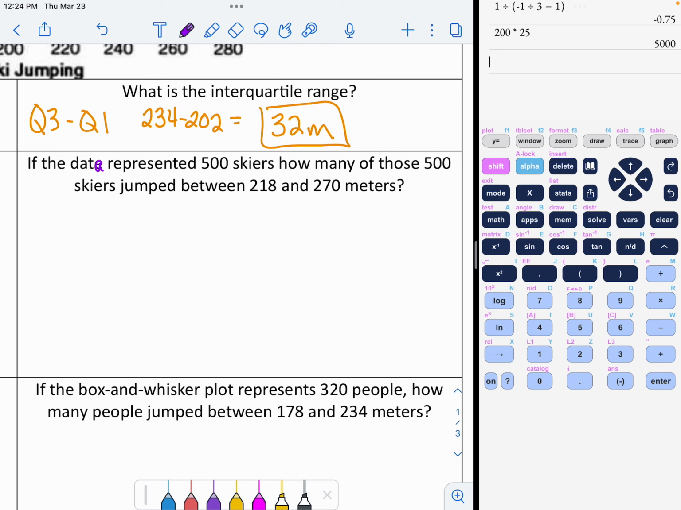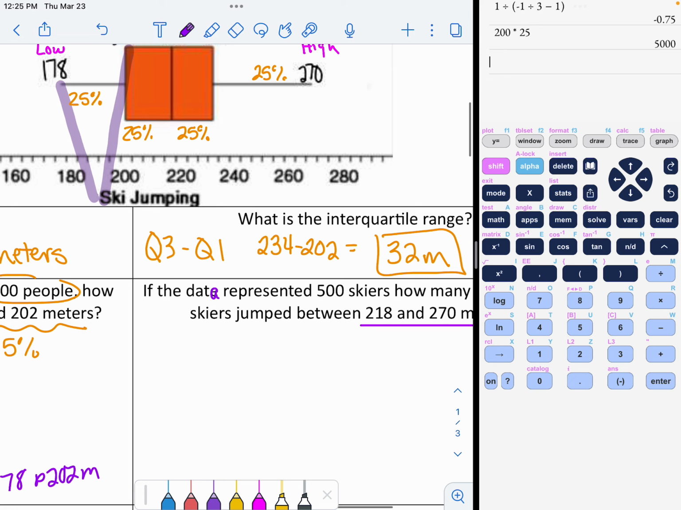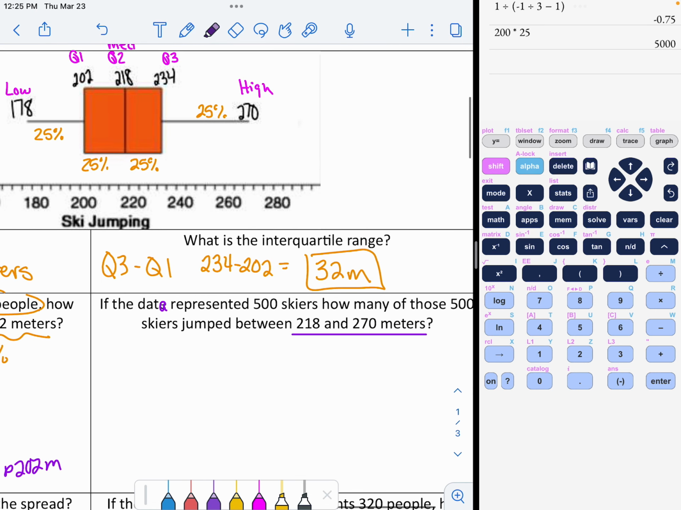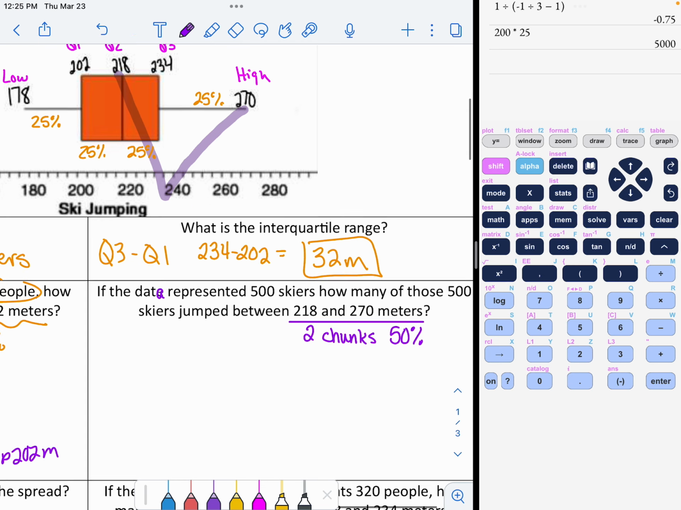All right, so the data represents now 500 skiers, so a different amount of people. How many of those 500 skiers jump between 218 and 270? So I need you to go to 218 to 270. Let's erase our old highlight. And so 218 starts here and 270 goes here. Well, that is 2 chunks. I'm going to write 2 chunks. So that's 50% because every chunk is 25.